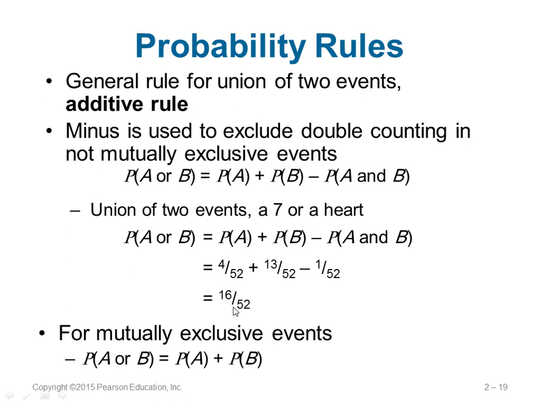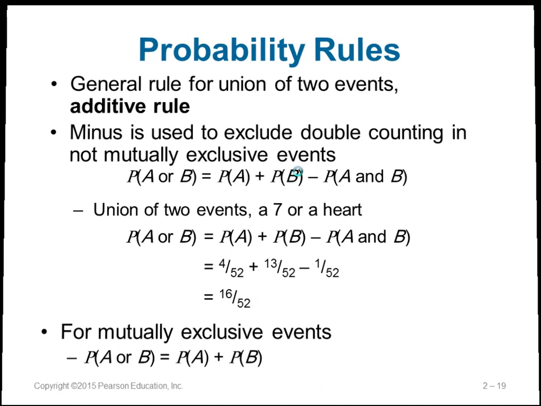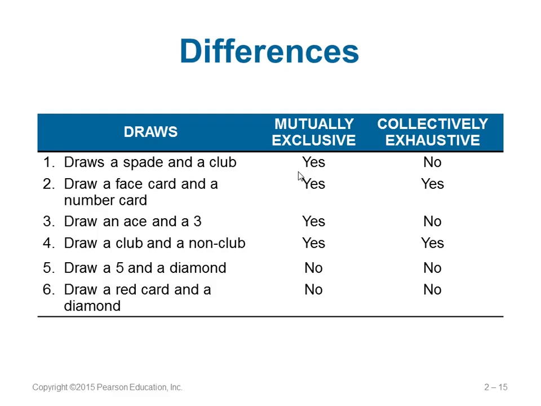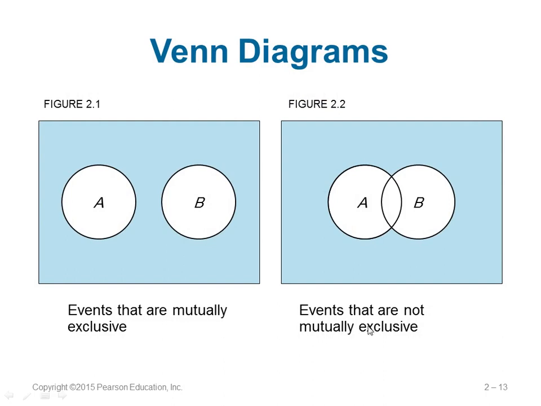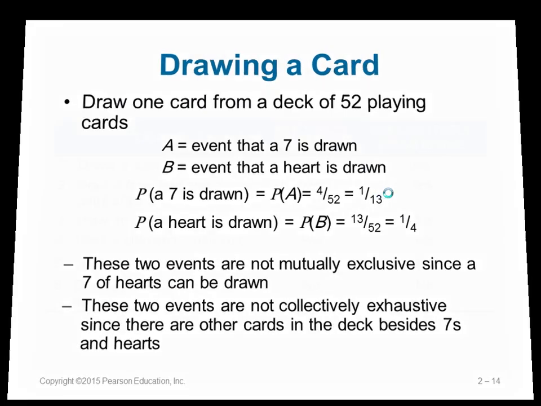You might wonder why we need to subtract probability of A and B. Let's go to the Venn diagram, which will give us the answer. If they are not mutually exclusive, probability of A contains this part, and probability of B also contains this part. So if you sum them up, probability of A plus B, this intersection part is added twice, not once. So we want to subtract it. You just subtract P of A and B. That's it.